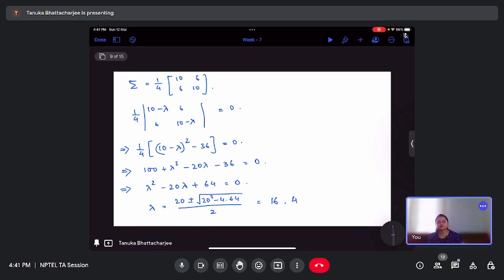Now we will have to compute the corresponding eigenvectors. These two eigenvectors will correspond to the two principal components. First let us find the eigenvector corresponding to lambda 1 equal to 16. How do we do that? The equation is, let's say our eigenvector is v1, then sigma v1 is equal to lambda 1 v1.